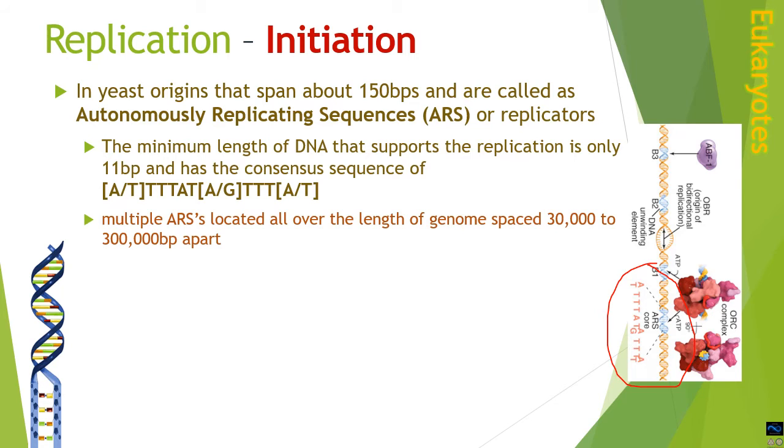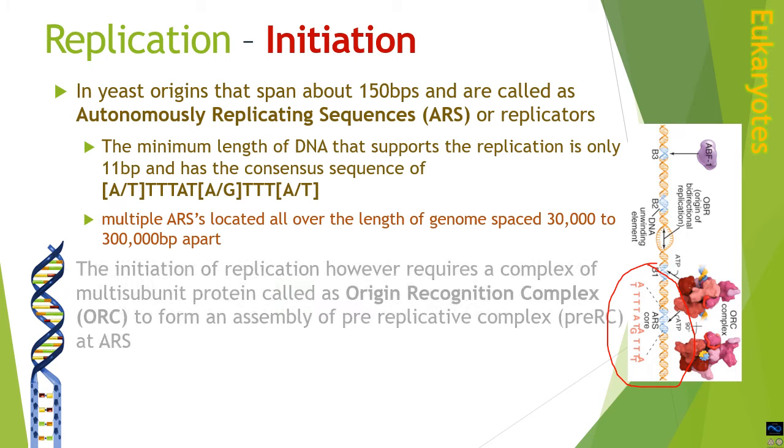Also in the diagram on the right hand side, the sequence is an AT-rich region, as you can read yourself, and they are located all over the length of a genome, spaced 30,000 to 300,000 base pairs apart. So there are multiple ARSs in the eukaryotic genome, so that the initiation of replication takes place concomitantly at all sites in one go.